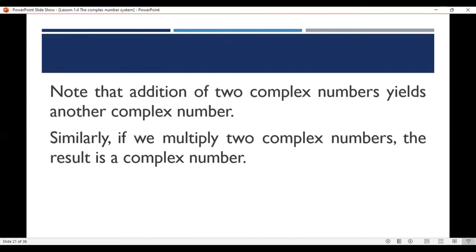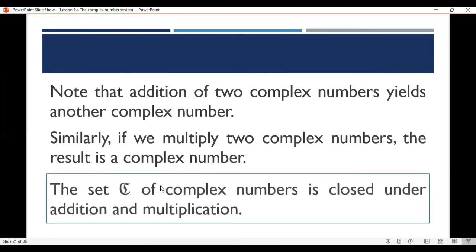Kagaya nung conjugate, di ba? Result niya real, pero under pa rin yun ng complex. If you are going to multiply two complex, the result is also complex. Therefore, the set C of complex numbers is closed under addition and multiplication. So, wala tayong duda dun, ha? Ang mga set of complex number closed under addition and multiplication.